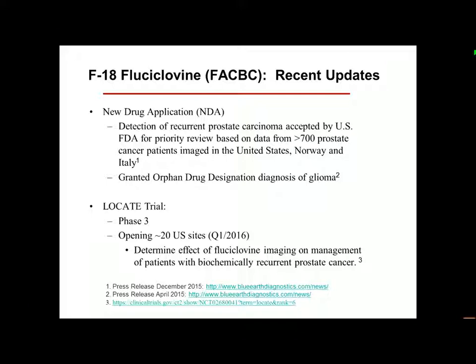Locate trial, they're in phase 3. They're going to be opening 20 sites in 2016 and determine the effect of the fluciclovine imaging on management of patients with biochemically recurrent prostate cancer.